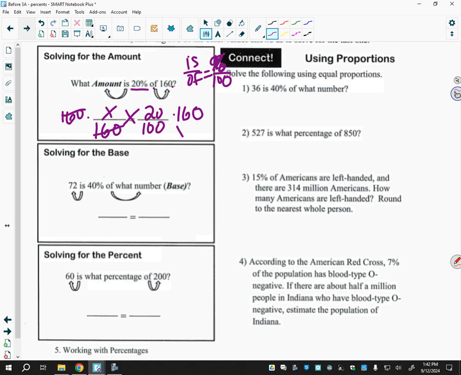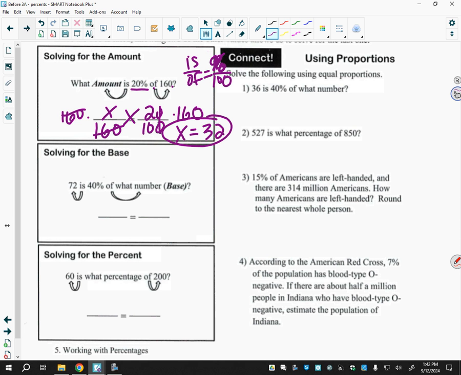What's the answer to this one? Did anybody do it? 32. 32 is the answer. How did you get 32? I took times 160. So on my calculator, I'm going to take 20 over 100 times 160. Oh, so you just do 20 over 100, which is 32. Which is right. You could take 0.2 times 160 and get the same answer.